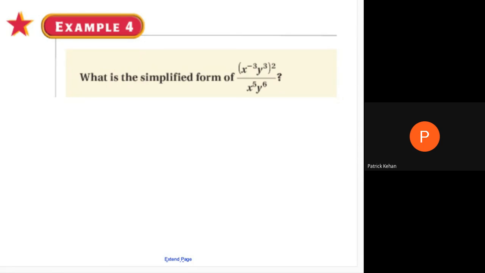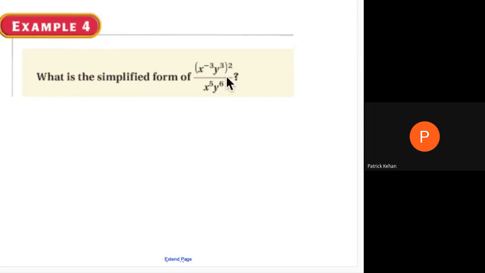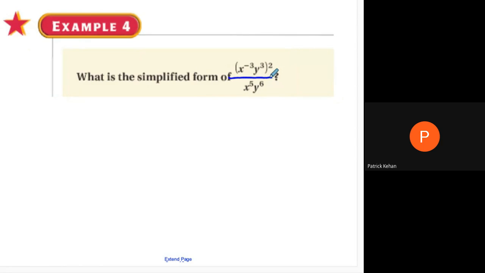We have x to the negative third, y cubed, all of that to the second power, divided by x to the fifth, y to the sixth. Follow order of operations, meaning this is a big fraction bar, so it groups it. So I'm going to deal with the numerator right here first, and then I'll deal with the denominator. In the group, the whole group is being raised to the second power. It's all multiplication, so I'm just going to use the property when I raise an exponent to an exponent. I'm going to multiply those exponents.